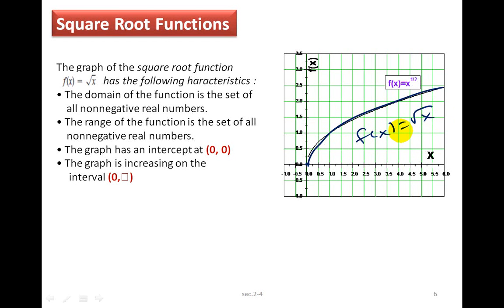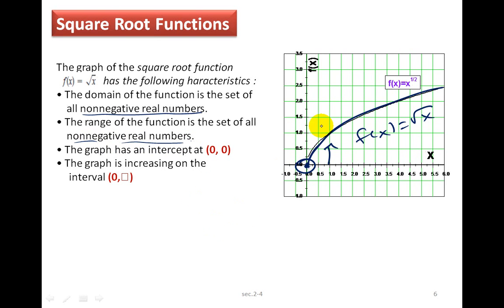And what's the domain? The domain is 0 and positive real numbers. So it means non-negative real numbers. Here we have non-negative real numbers. The range is also positive and 0. So again, non-negative real numbers is the range. It has an intercept at 0, 0.